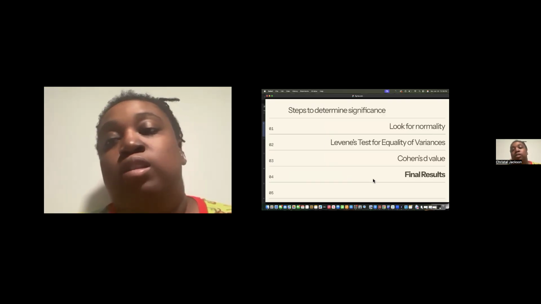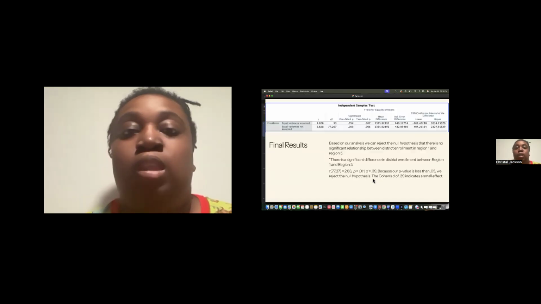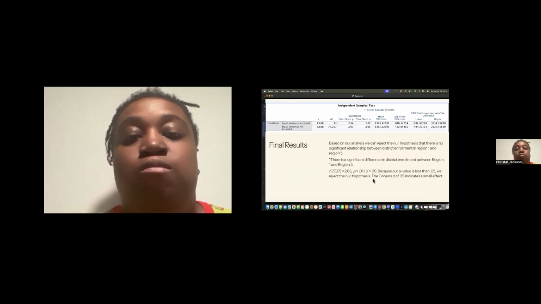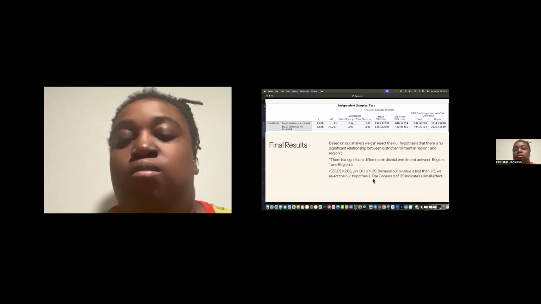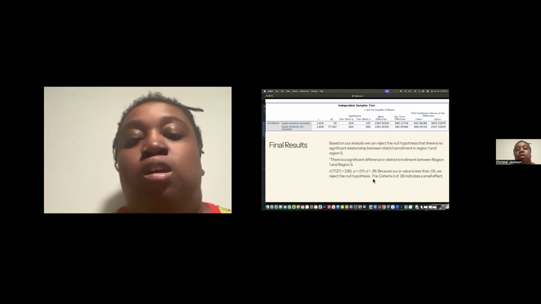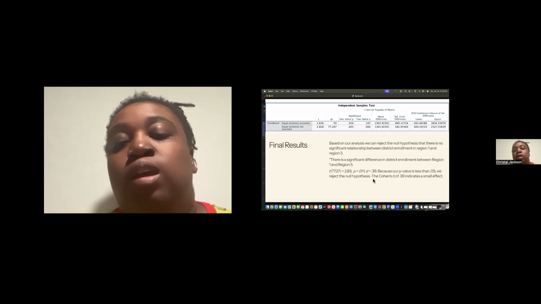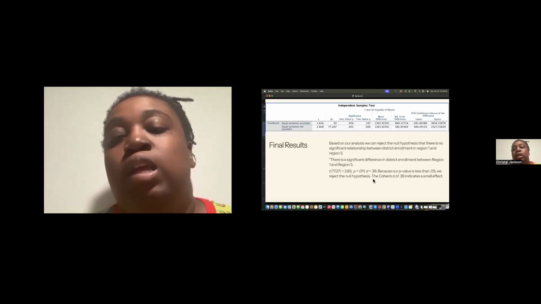This leads us to our last thing, which is our final results. Based on our analysis, we can reject the null hypothesis that there is no significant relationship between district enrollment in Region 1 and Region 5. There is a significant difference in district enrollment between Region 1 and Region 5. Our df is 77.27, our t value is 2.83, our p value is 0.011, and our d value is 0.39.